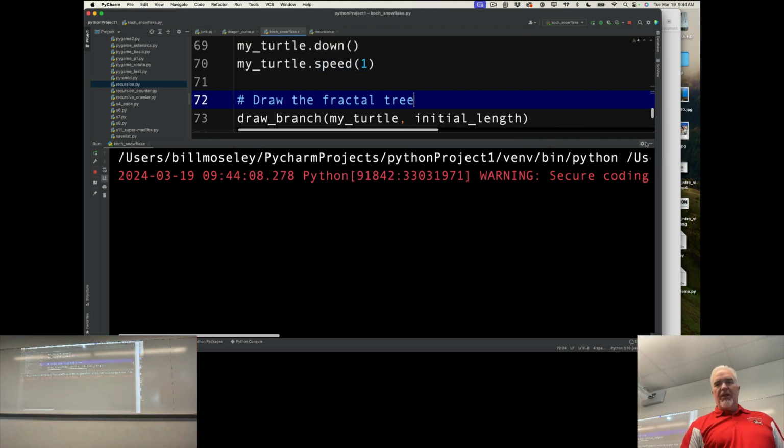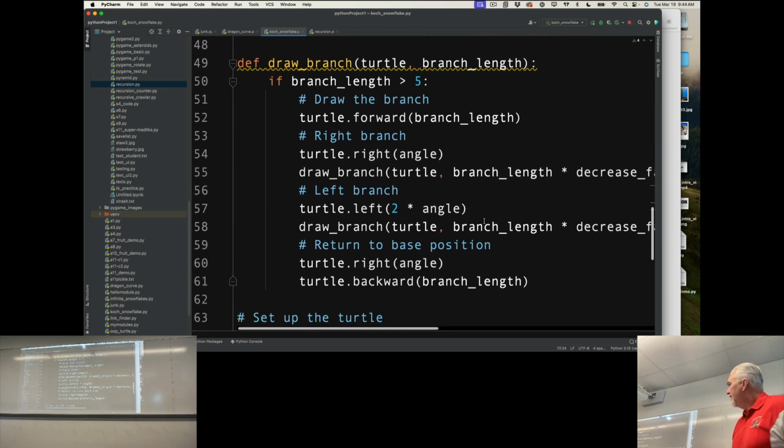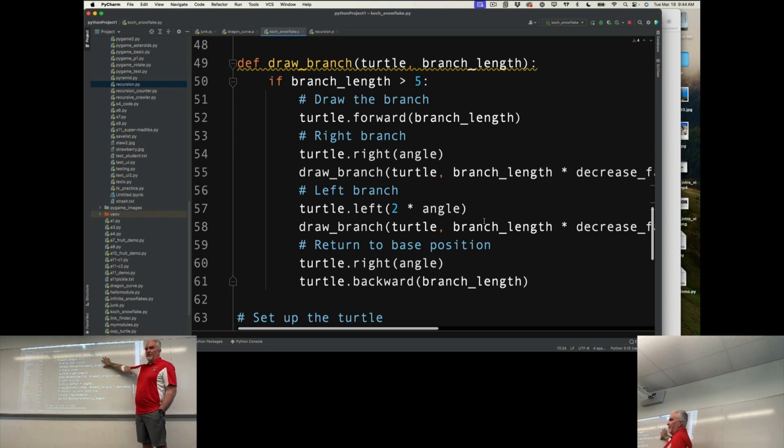So as we look at this code, here is the draw branch function. And this creates the whole tree, but it takes the turtle, which is the object that's drawing it, and the branch length. And it starts out with a branch length of 100. And it says, if the branch length is greater than 5, go forward for that length. So go forward 100, and then turn to the right. So split off at whatever the angle is.